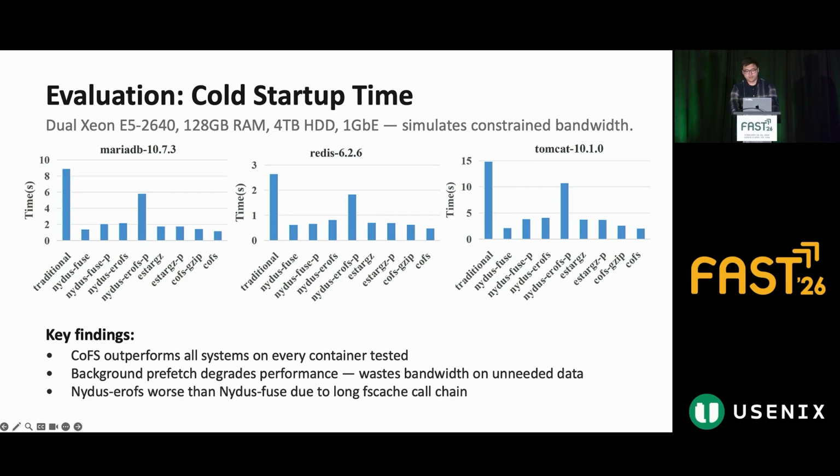Also, we noticed that Nydus erofs here is worse than the original Nydus fuse in some scenarios. We think that would be due to the long FS cache call chain inherited in Nydus erofs.